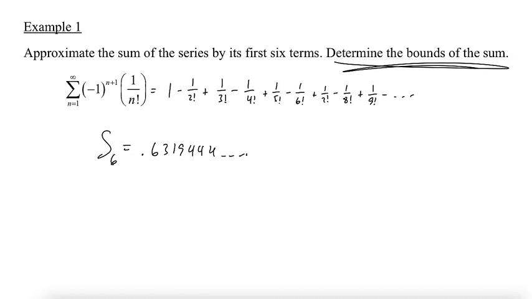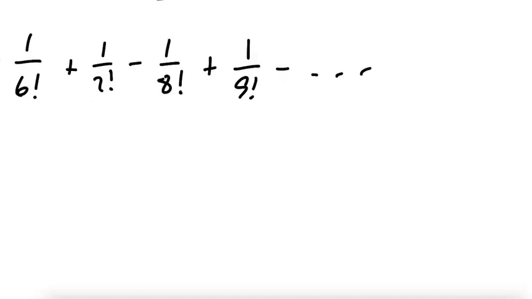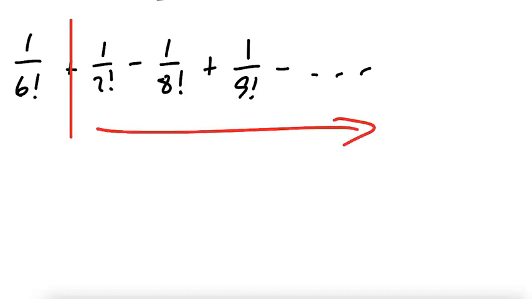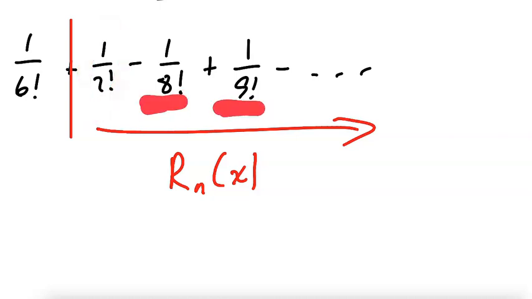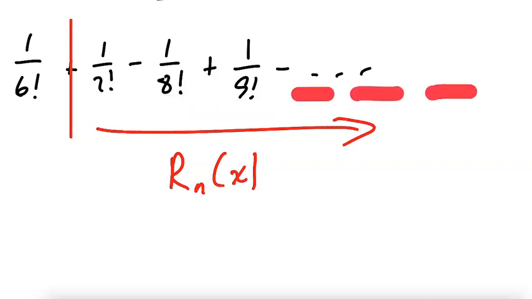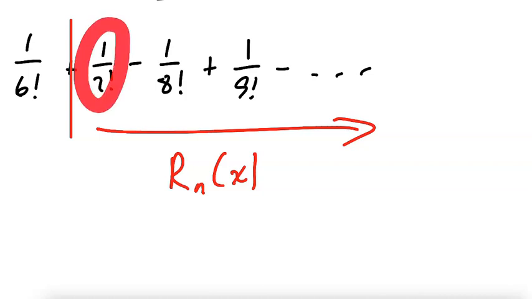So now, thinking about alternating series, I went up to the 6th term. And then there's more terms beyond this. These are my remainders. Now, the remainder, if I think about these terms, I have 1 over 7 factorial, and then I'm going to take out a little bit, and then add a little bit more back, and then take out a little bit more, add a little bit more back. But it will never get up to a full 1 over 7 factorial.